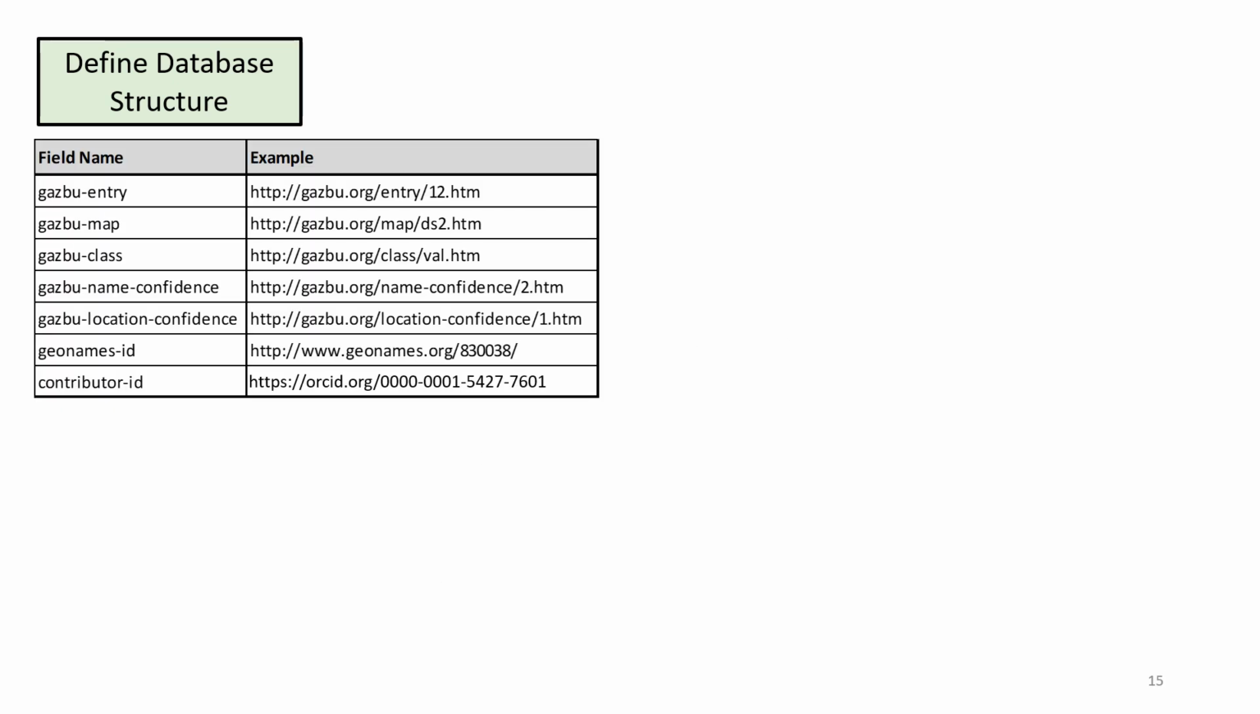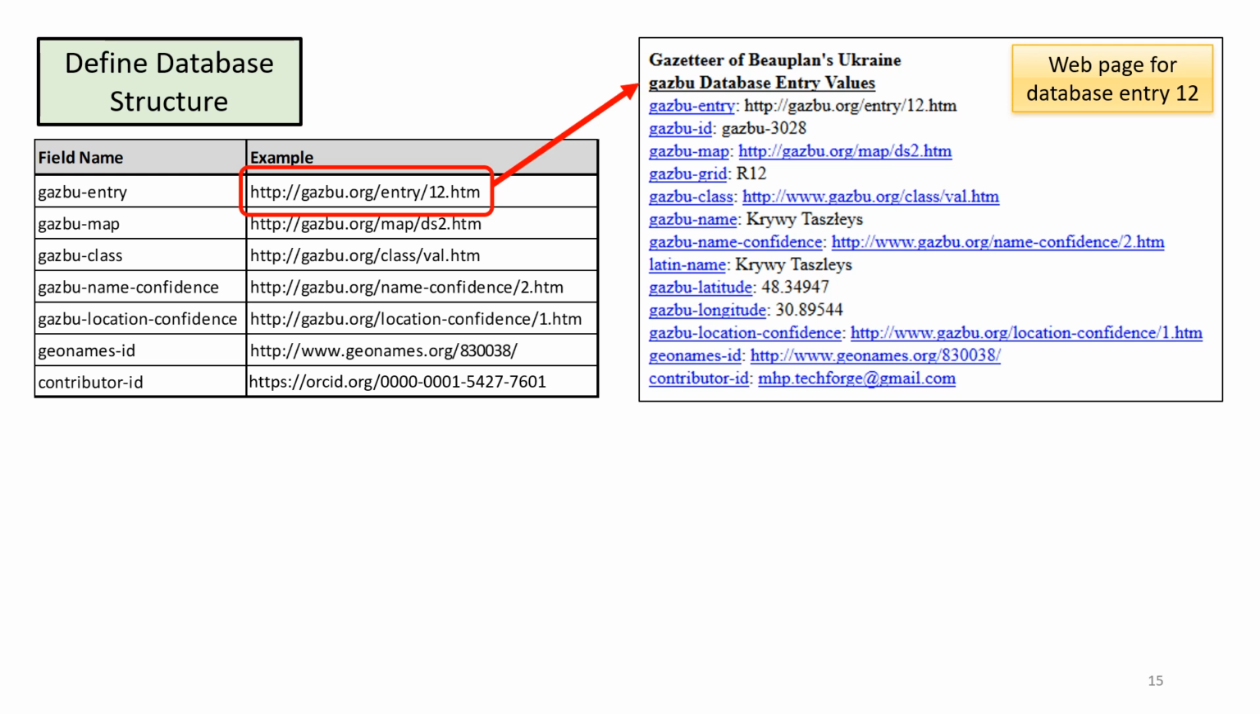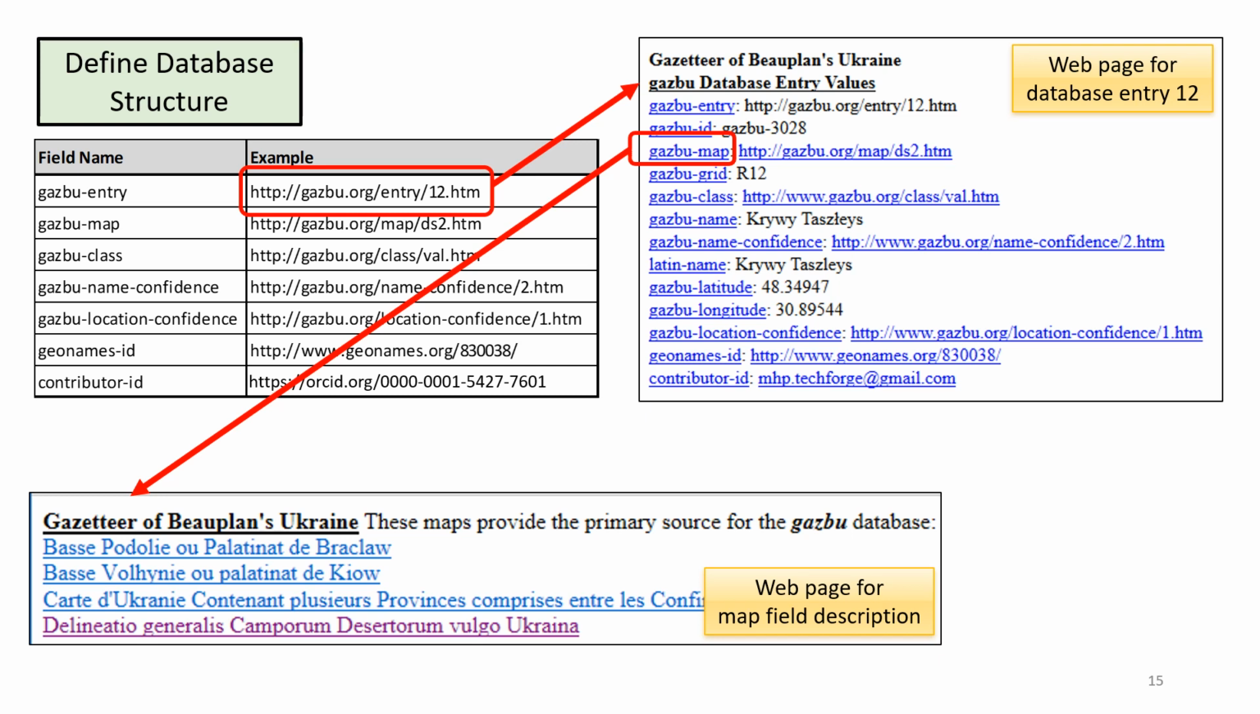That being said, we do use URLs for 7 of our 13 database fields per recommended linked data practices. Each of these URLs is a link to an actual web page. Here we see the URL for database entry 12, linked to the web page for entry 12, which itself has links to other web pages.